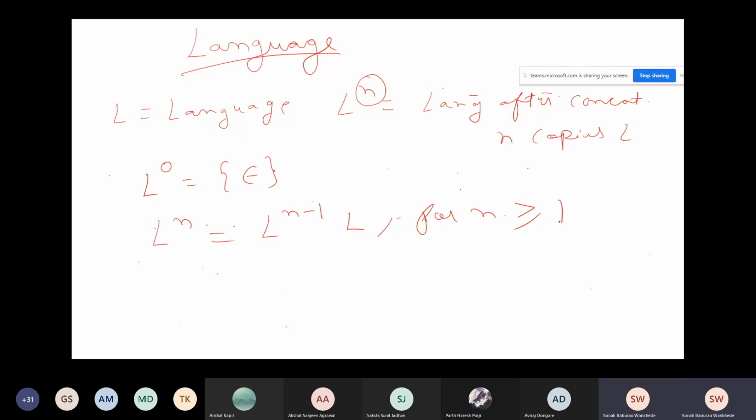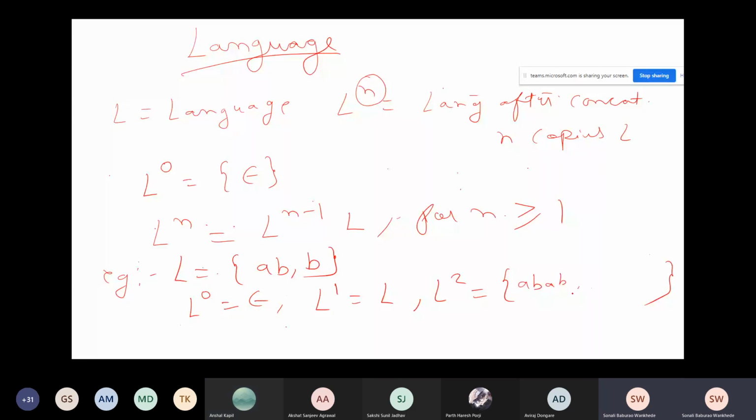Now if I give you an example, let L be equal to {A, B}. What will be L raised to 0? Epsilon, very good. L raised to 1 is the set itself, {A, B}. Very good. L square will be AA, AB, BA, BB.